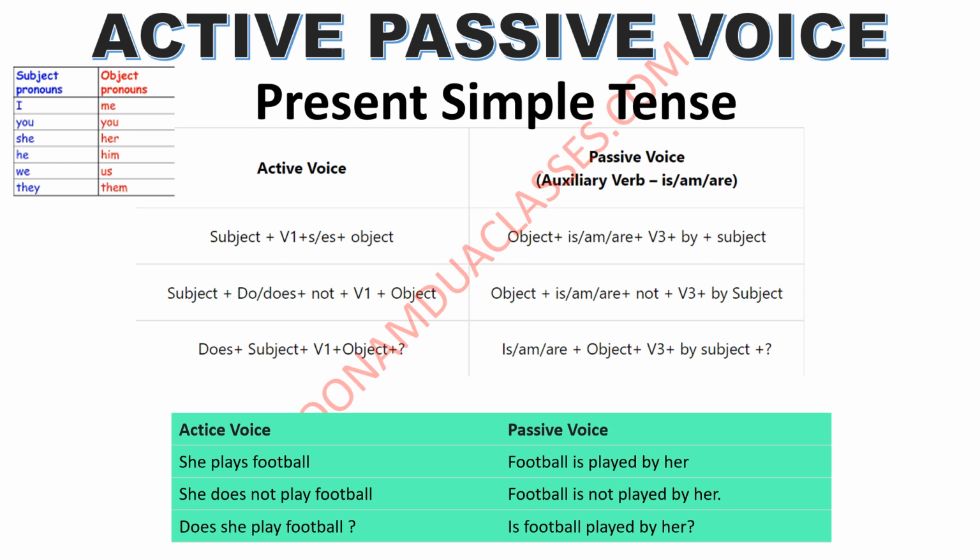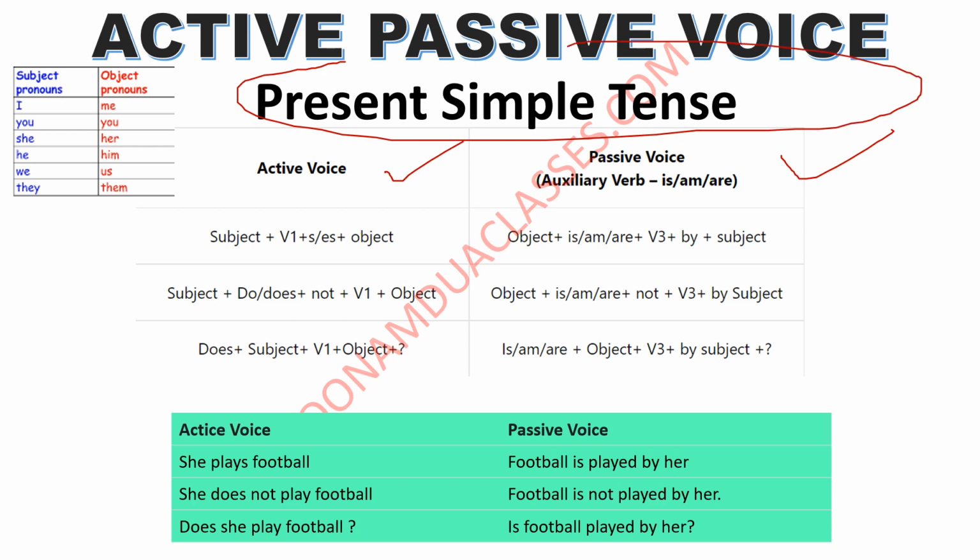Let us revise all the types altogether. Active and passive for present simple. Subject plus first form of verb plus s or es and object in the positive sentences. Then it becomes object, is, am or are, plus third form of verb plus by plus subject. This is the example. She plays football. It will get converted: football will start. Football, with football is will come. Football is played, that is third form of the verb, then by her. She will get converted into her as per this chart.